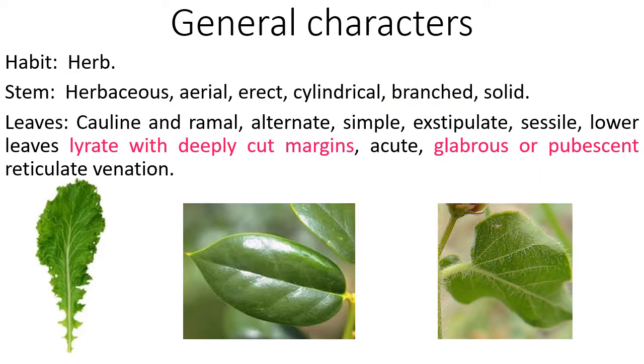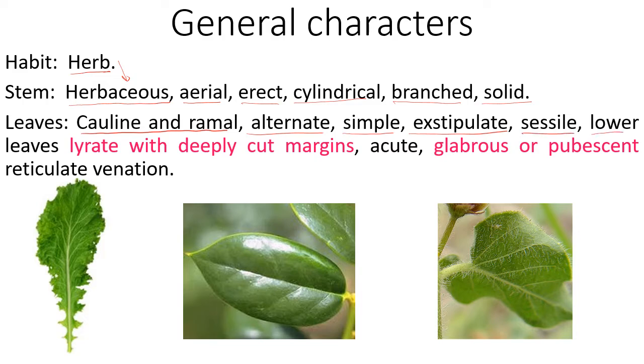The general characteristics of the family Brassicaceae are as follows. Habit is usually herb. Stem is herbaceous, as you can see the habit, which is herb. Stem is aerial, erect, cylindrical, which is circular, branched, and solid, which means filled from inside. Leaves are cauline and ramal, alternate, simple, exstipulate means without stipule, sessile.